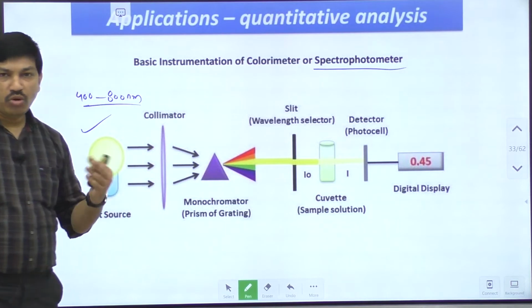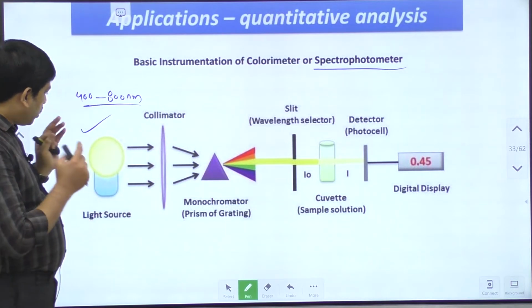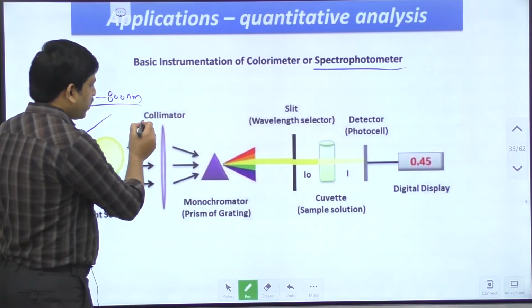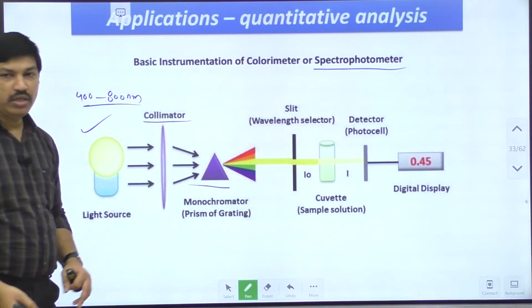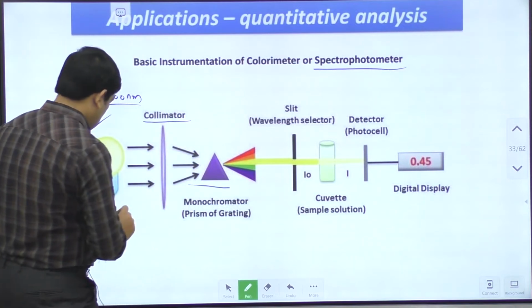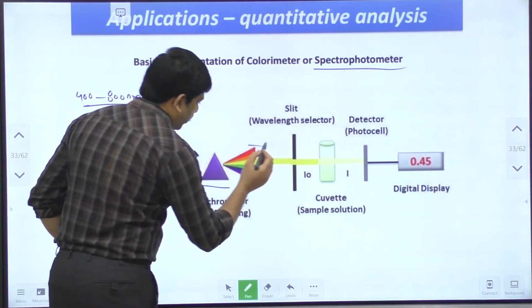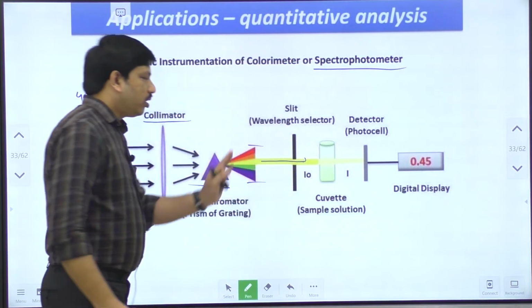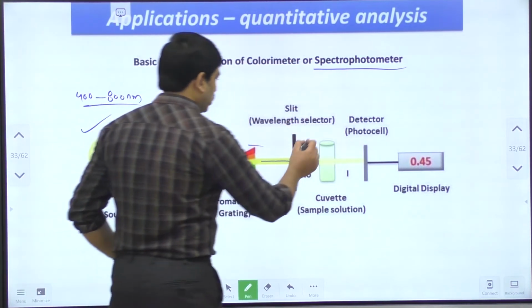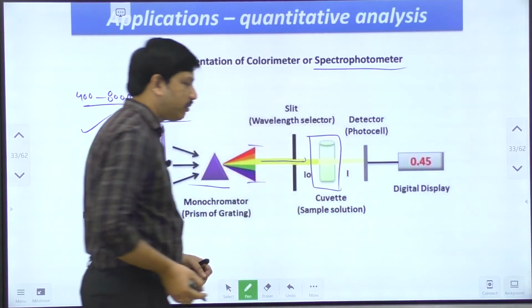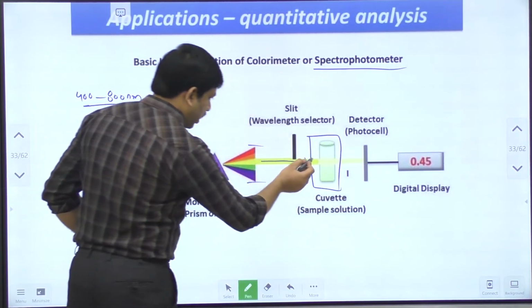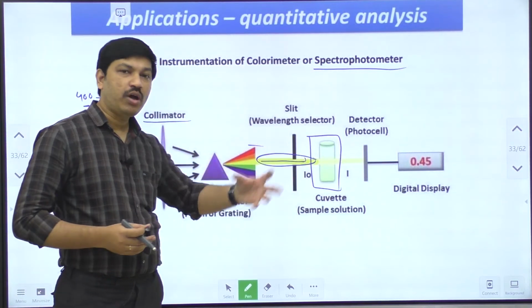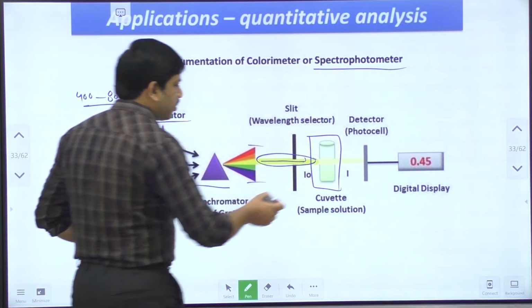Initially this is not monochromatic light. It can send light in all directions. But once the monochromator is there, this light source generates 7 different colors, and among these, one of the radiations moves toward the unknown sample. This is our required unknown sample, one of the colored solutions. Here the dark yellow color indicates the initial intensity. Initially we are sending 100% of one of the wavelengths toward this sample.